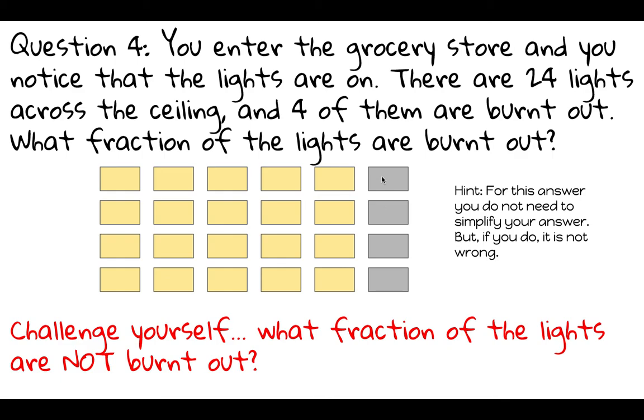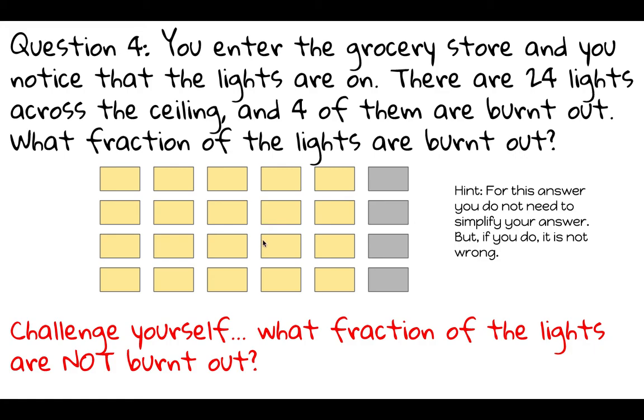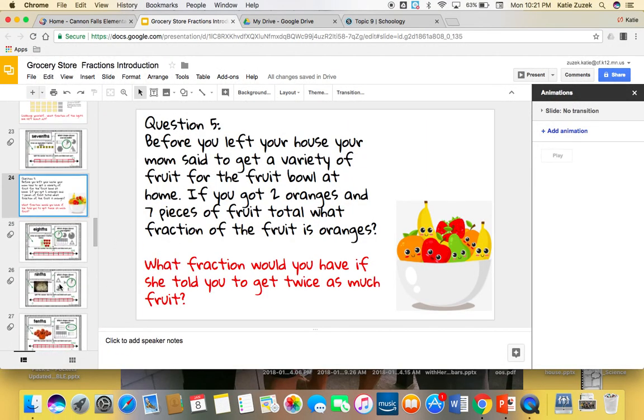Or to simplify this, if you look at this picture, there's 1 row of lights burnt out of 1, 2, 3, 4, 5, 6 rows of lights. And that's how you would simplify this. This is 1/6 of the lights are burnt out. The red question, for those of you that need to do that, says challenge yourself. What fraction of the lights are not burnt out? So go ahead and figure that out. You're writing your answers for those on your assignment sheet.